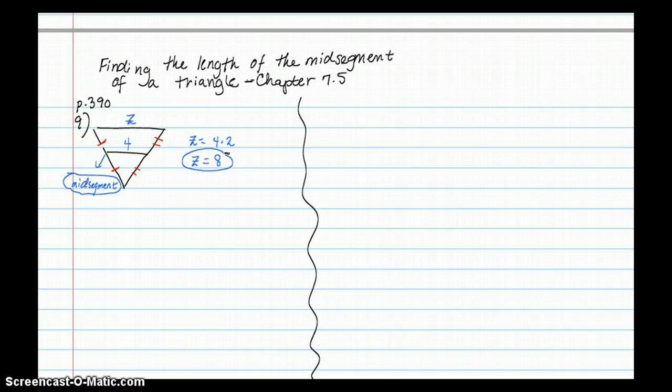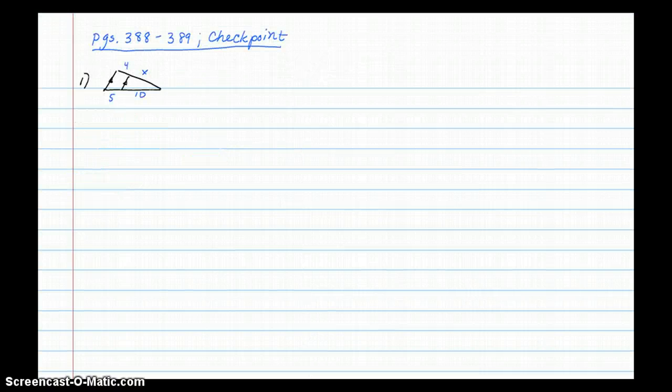Now we're going to go ahead and do the checkpoint activities and see how you did. Okay, on number 1, the checkpoint activity on page 388, you're given a triangle. You know that this segment is parallel to this segment, and so we're going to determine what the value of x is. You will know from theorem 7.4, the triangle proportionality theorem. So you can do it two ways. We're going to show both of those ways.